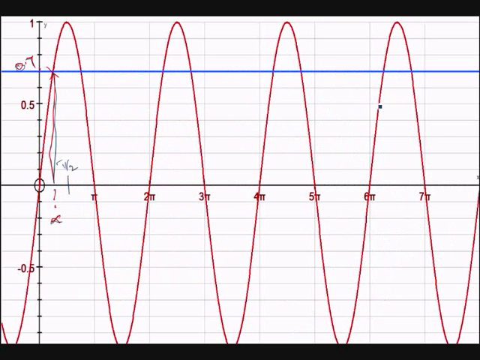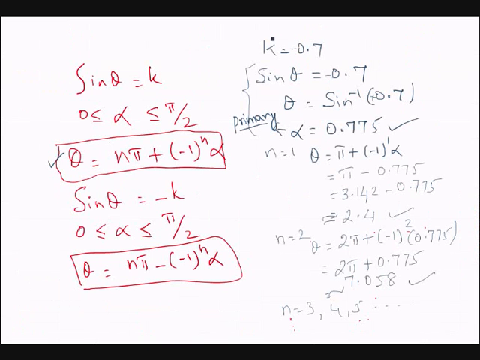As you can see it in the graph, if I have negative 0.7 here, and if we draw the line, the first value on this side is pi plus alpha, but not sine alpha. There is no value as sine alpha here. That means the primary value is not included in the set of solutions for this question. When k is equal to negative 0.7, the primary value is not considered as the set of solution. So the answers start only from when n equal to 1.